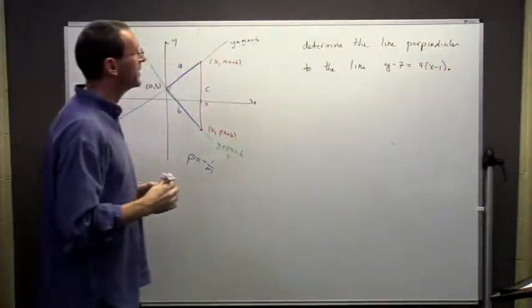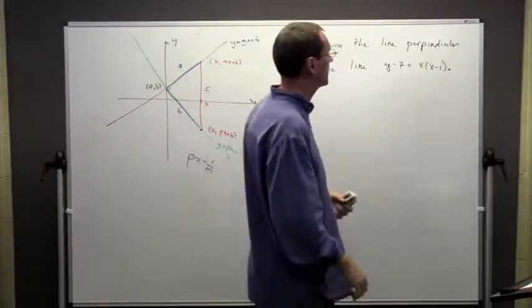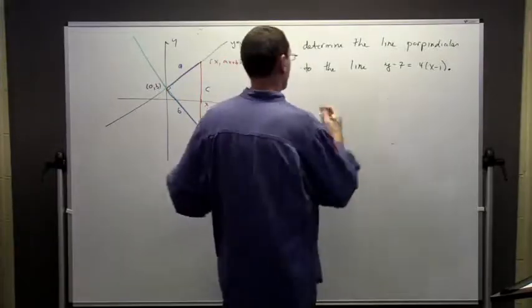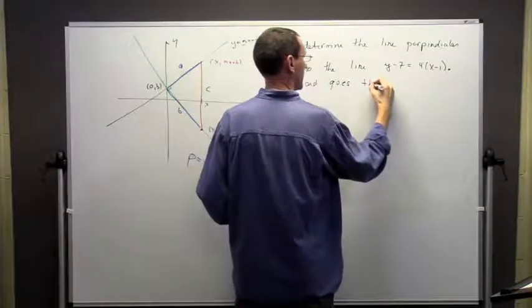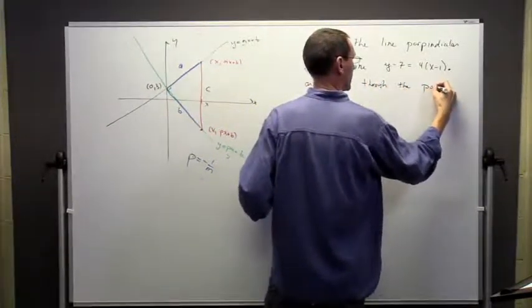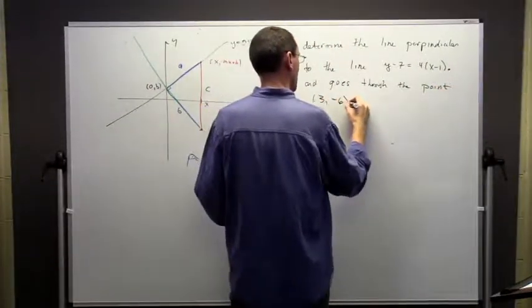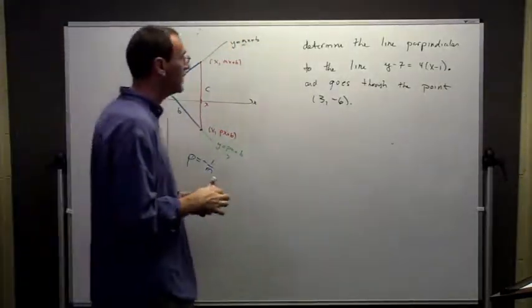I want to find the line that's perpendicular to this line. Y minus 7 equals 4 times x minus 1. And we got this point. And I want that new line to go through the point 3, minus 6.